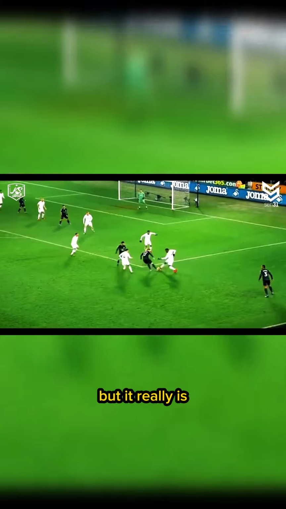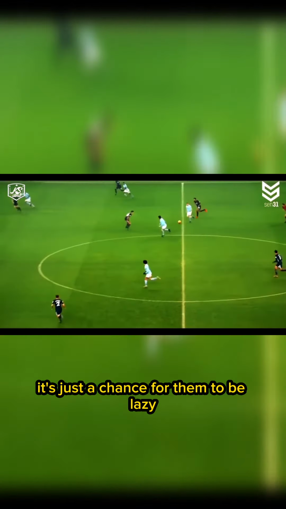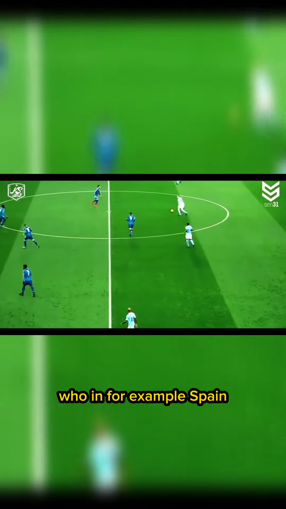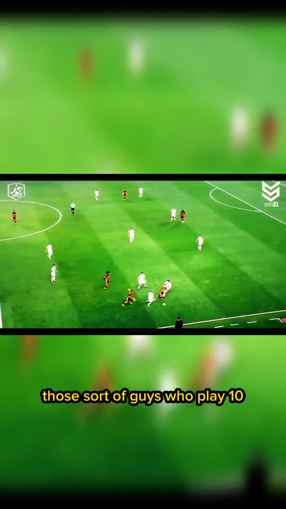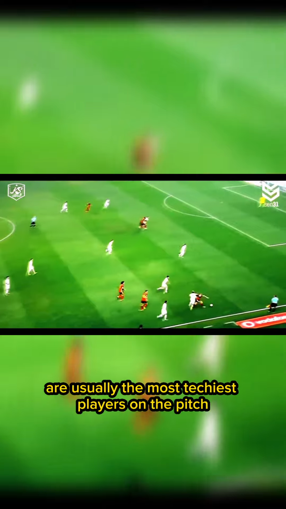So that's number one. And number two as well, in possession, you're supposed to connect the team together from defense to midfielders to strikers. So you've got to be the connector. There's a lot of people that play 10, but it really is just a chance for them to be lazy. You can't beat that. In a good team, for example, Spain, those sort of guys who play 10 are usually the most technical players on the pitch and the smartest players on the pitch, to be fair, alongside the holding midfielder.